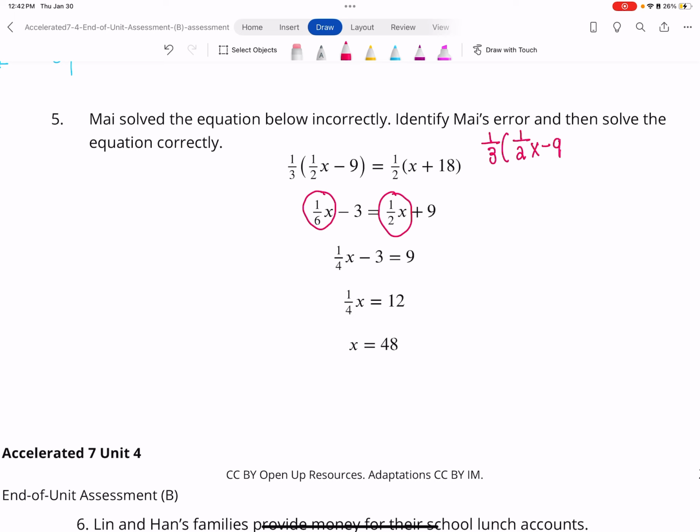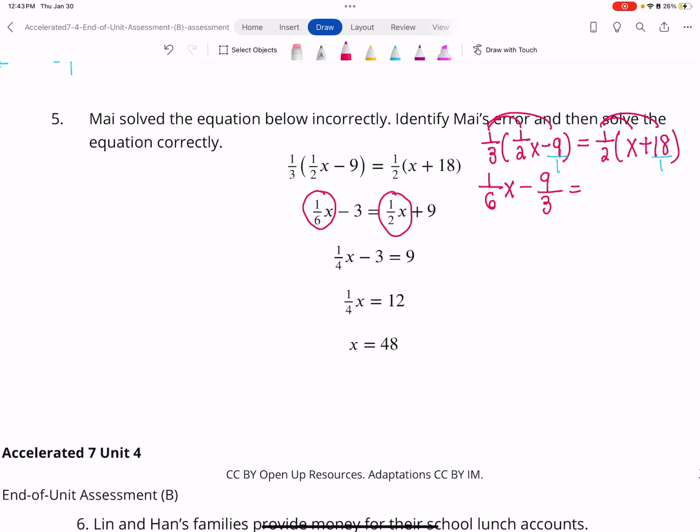her error clearer. I'm going to rewrite the equation to the right side over here, and we're going to distribute together. So distributing the 1/3 times the 1/2x, we end up getting 1/6x. And when I multiply the 1/3 times the -9, I can really think of this as putting an invisible 1 underneath that -9, and also an invisible 1 underneath the 18 over there. So I'm really doing 1 times -9, which gives me -9, and then 3 times 1, which is 3.